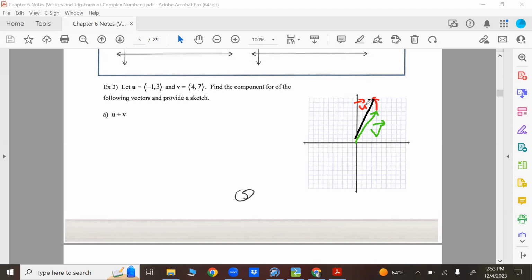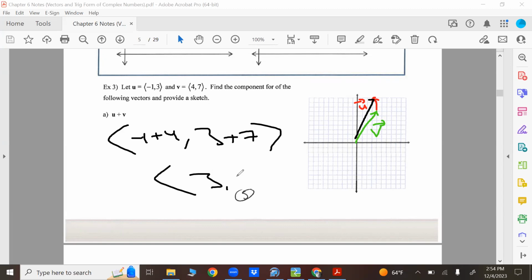Nope, doesn't matter. So when you do U plus V, it's simple. It's -1 plus 4, comma 3 plus 7, or 3 comma 10. Guess what? If I look at what I drew in black, count 1, 2, 3, 1, 2, 3, 4, 5, 6, 7, 8, 9, 10. It makes sense, right? So that totally could work.